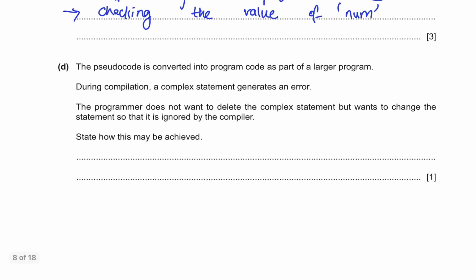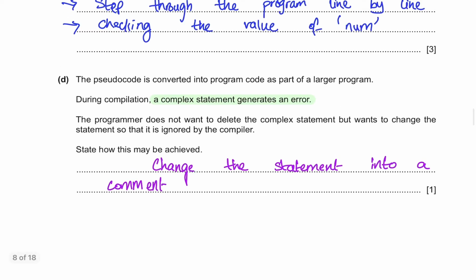The pseudocode is converted into program code as part of a larger program. During compilation, a complex statement generates an error. The programmer does not want to delete the complex statement but wants to change the statement so that it is ignored by the compiler. How may this be achieved? Change the statement into a comment. Simple. Into a command or a comment. Both are eligible. Okay.